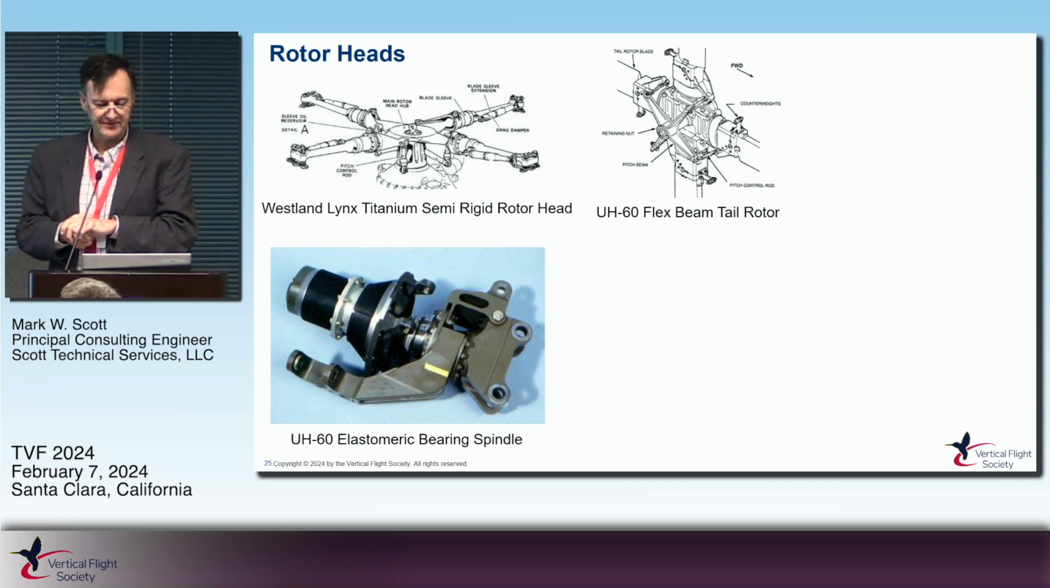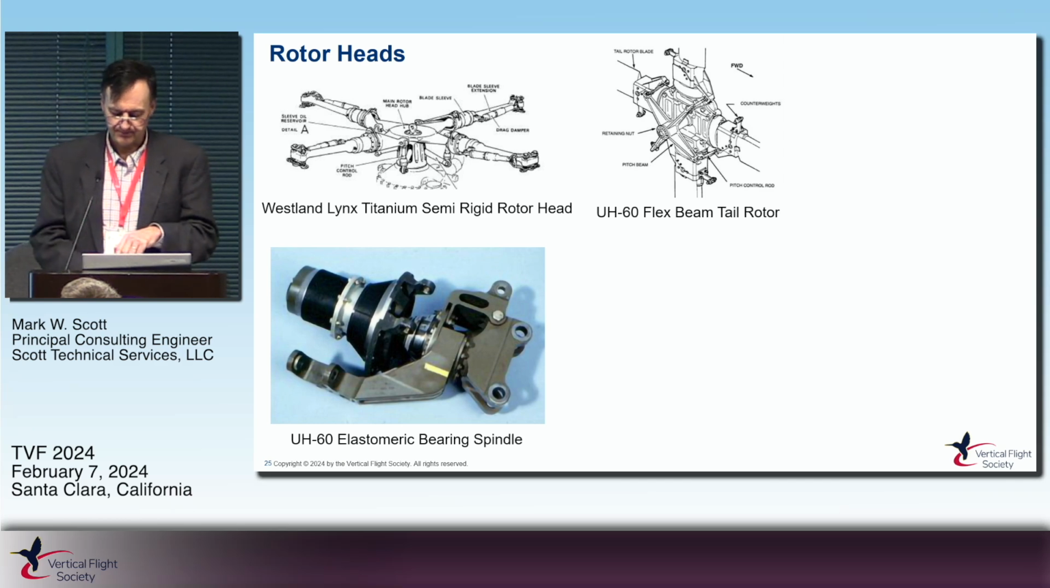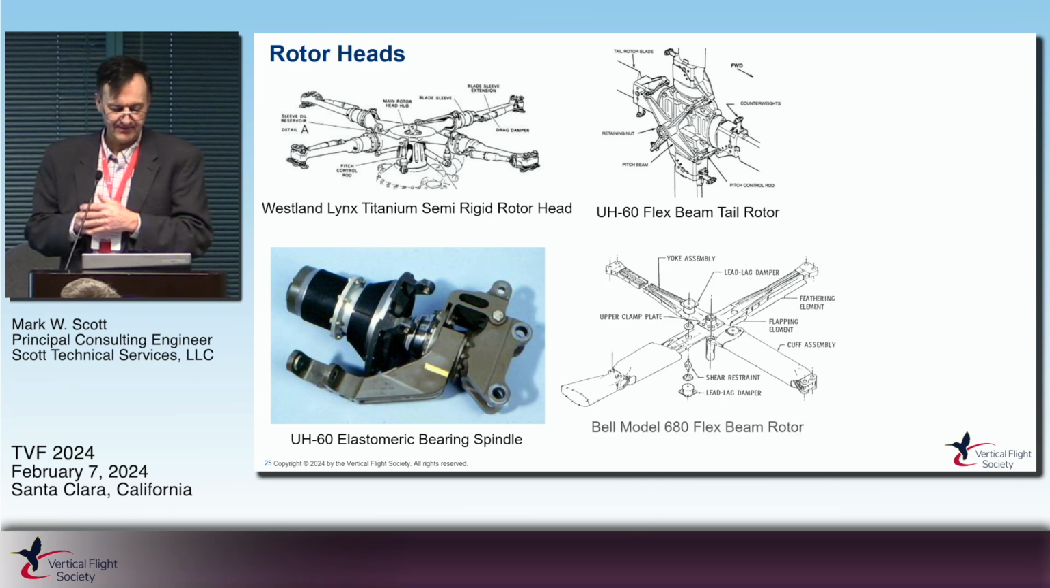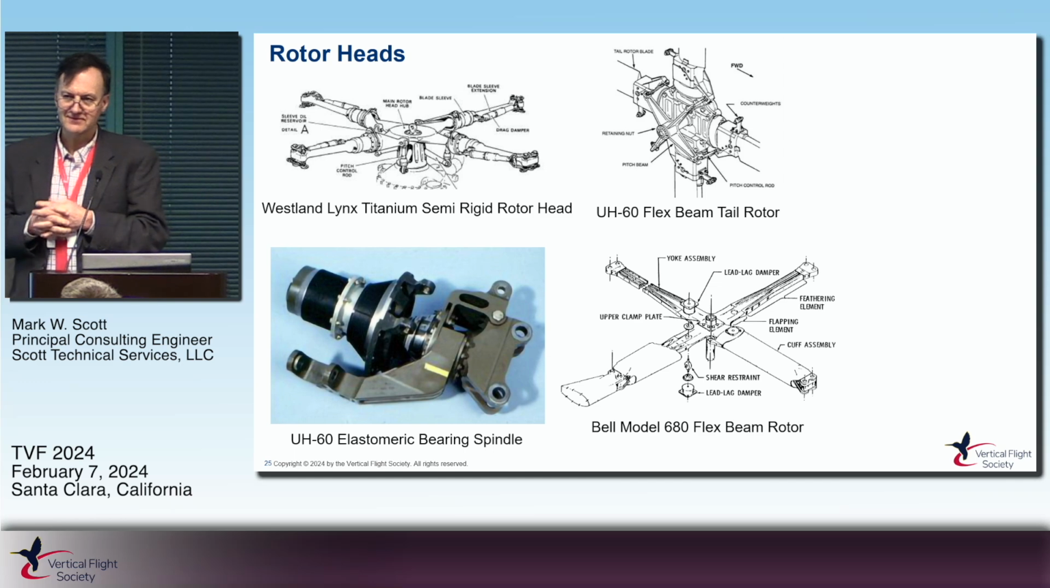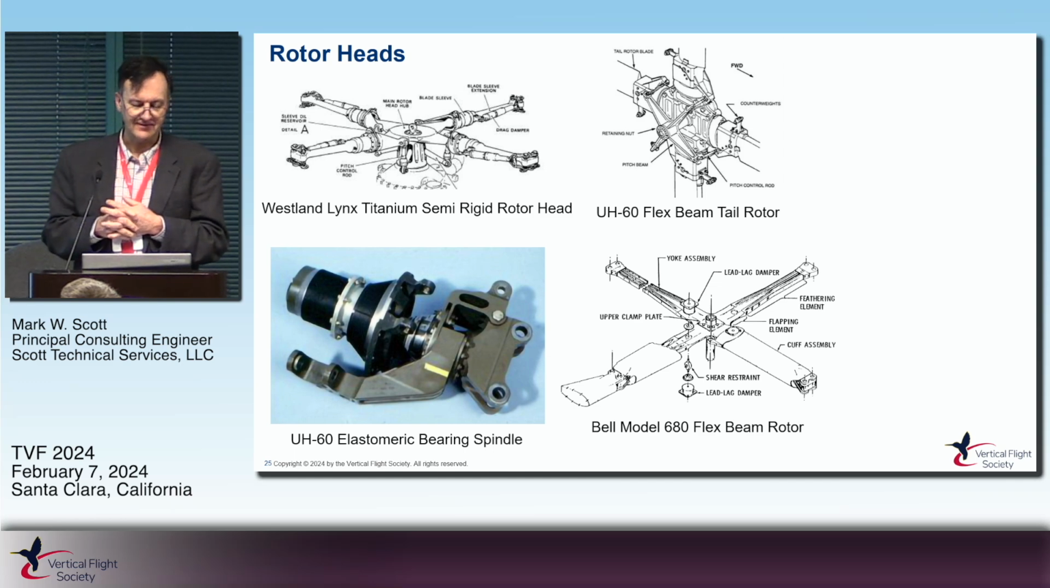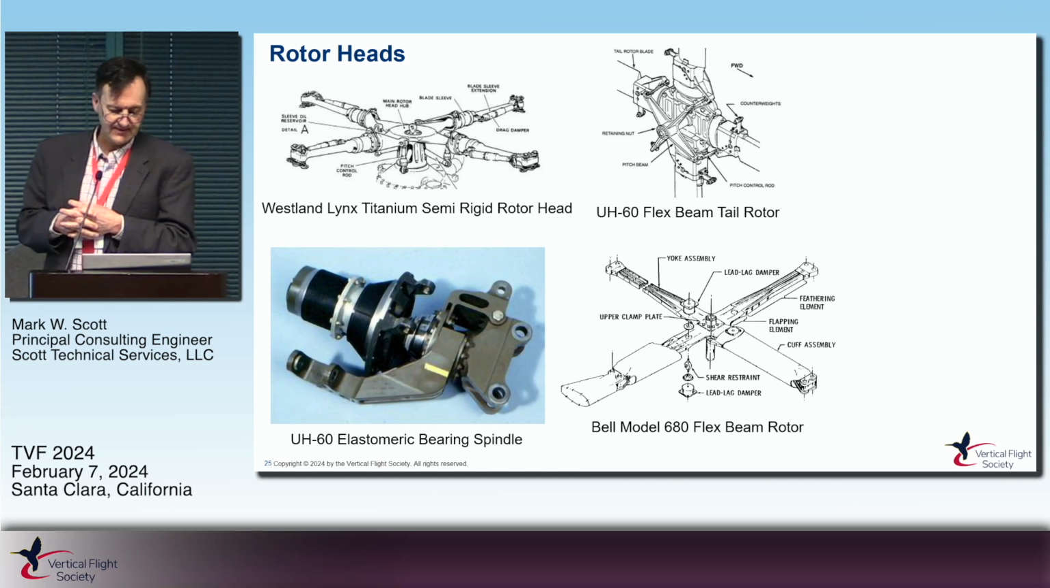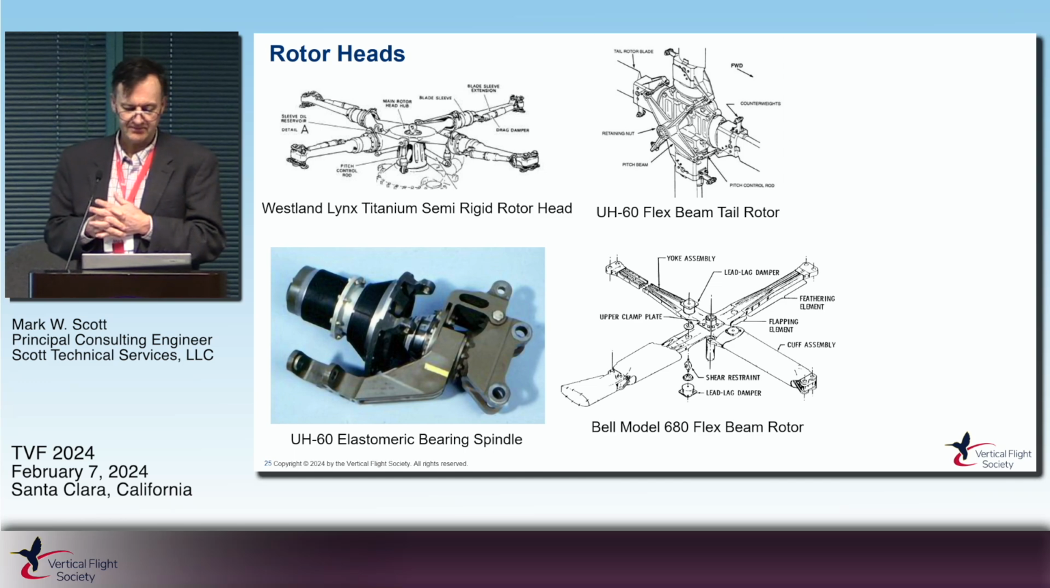No drag, tail rotors have got their own drag. So that was a pretty interesting piece of work. But then Bell took it a step farther. They said, well, let's do something similar, put it on a full-size aircraft. So the 680 rotor system, again, 4-bladed rotor, flexible beams, cuffs that come around the outside in this case. Low parts count, simple, and worked out pretty well.